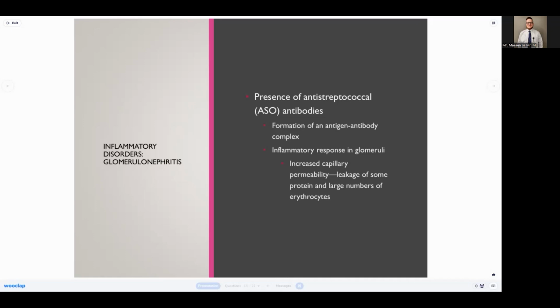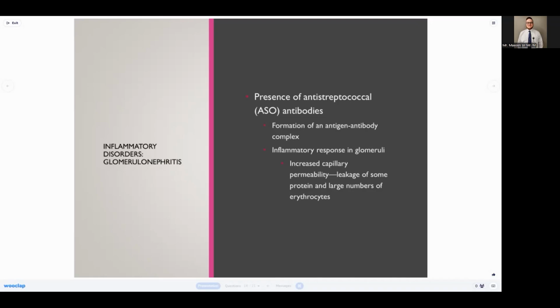This complex is just going to cause inflammation. So if you hear glomerulonephritis, it ends in itis, and we know itis means inflammation. So think of inflammation of the glomeruli. And this means that if they're inflamed, it's going to increase capillary permeability. So the glomeruli are going to allow more things through, which means leakage of our plasma proteins and leakage of blood cells.